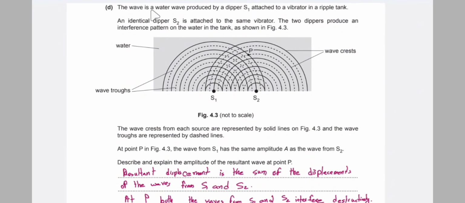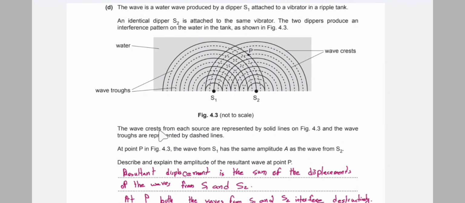For part D, the wave is a water wave produced by dipper S1 attached to a vibrator in a ripple tank. An identical dipper S2 is attached to the same vibrator. The two dippers produce an interference pattern on the water in the tank as shown in figure 4.3. So the two dippers produce wave crests, and these are the wave troughs. So crest, trough, crest, trough.